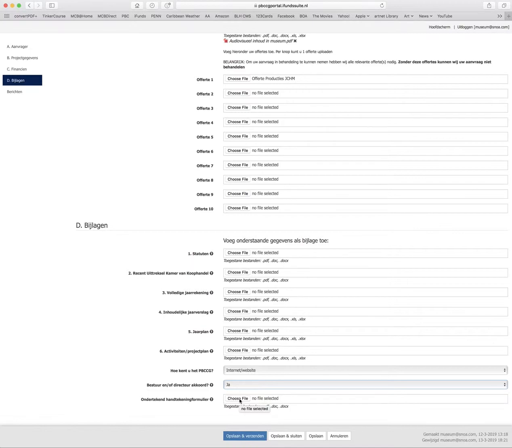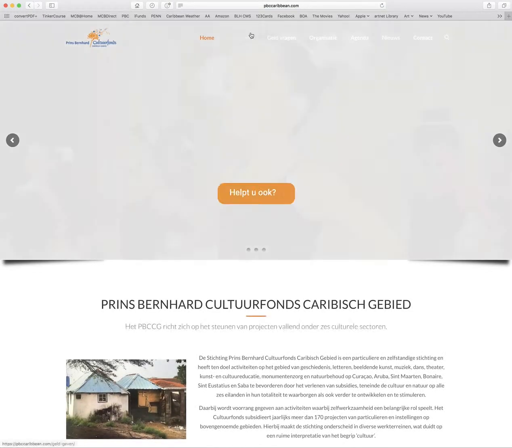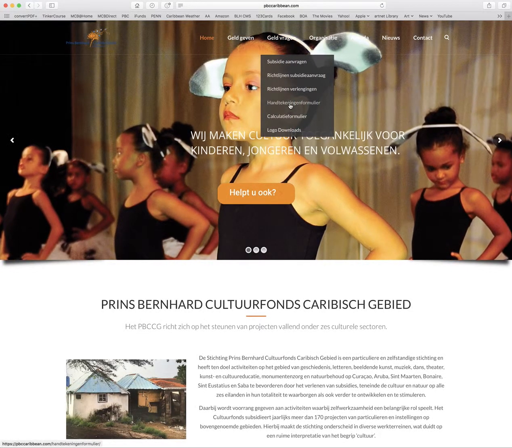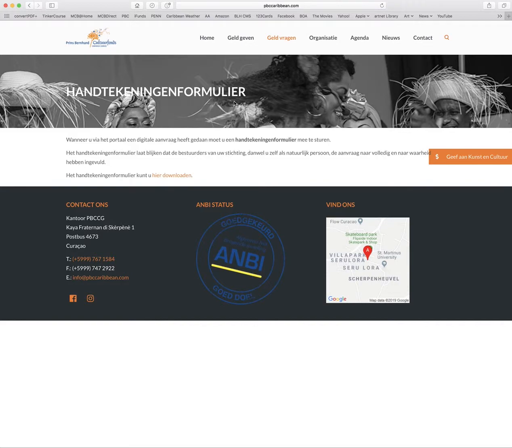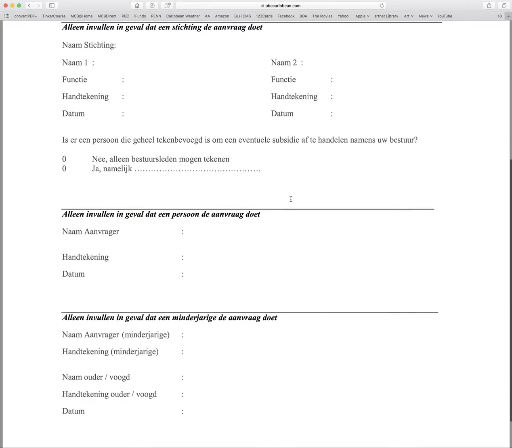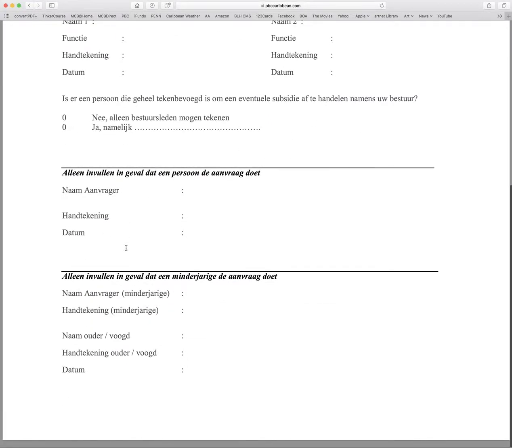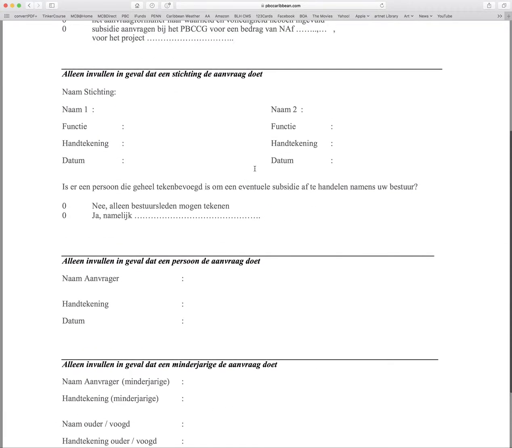This is a tricky one. The handtekeningformulier, we do want a signature. So what you do right here is opslaan again. You go back to the PBCCG and in there, in geldvragen, you can download the handtekeningformulier. Right there, you're going to download it, it's going to come up. You print this out, you fill it in, you make sure that the people that are allowed to fill it in. So the information about the organization, you make sure that they sign.